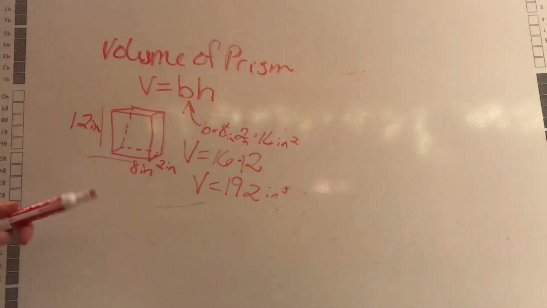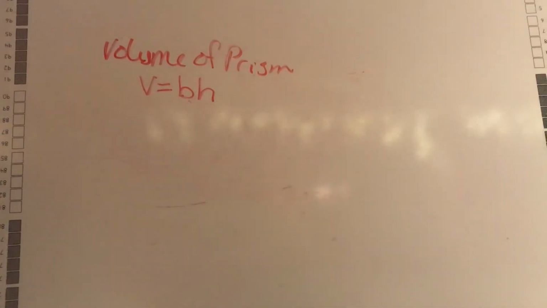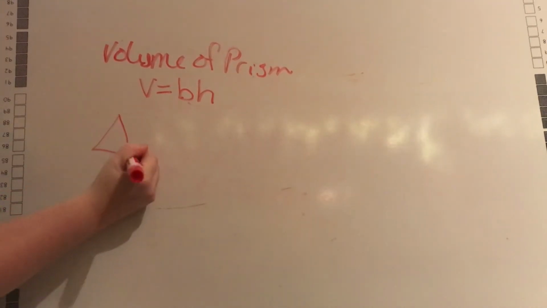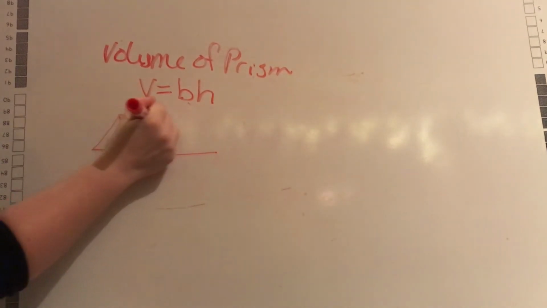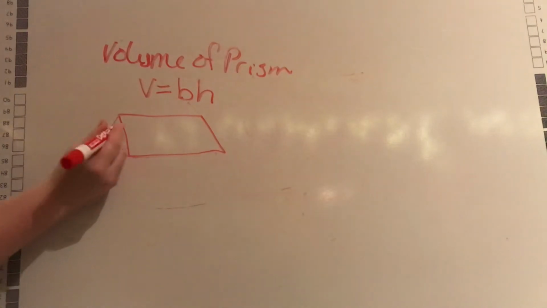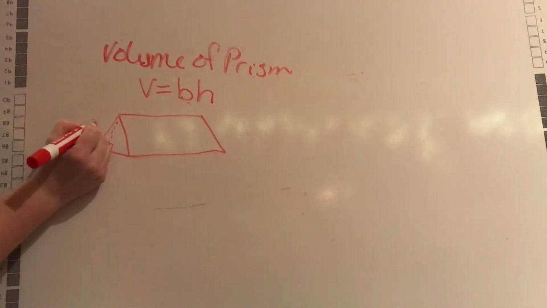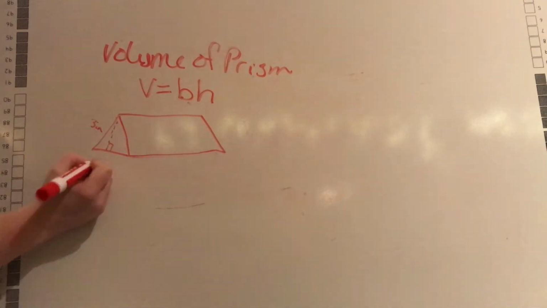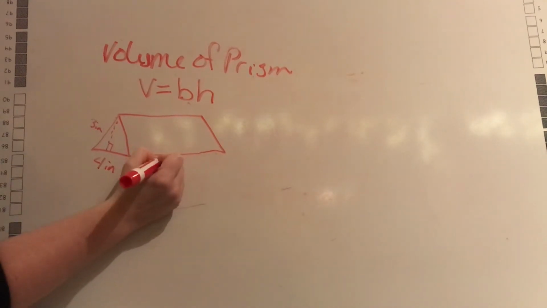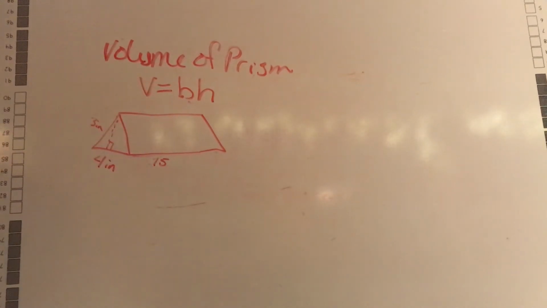All right, let's try another one where we have a triangular looking prism. So let's say you went to the airport and you bought one of those Toblerone candy bars, and they come in a triangle looking shape. Okay, so we have our height here is 3 inches, our base here is 4 inches, and then this is 15 inches. Oops, not 11, 15. So first we have to find our base, area of the base.